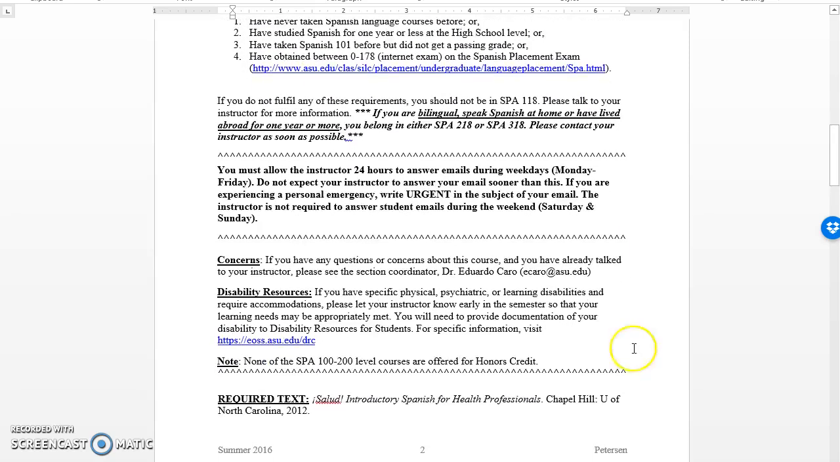Again, being an online course, a lot of our communication is going to be via the internet as well as through email. Now, you do need to allow me 24 hours to answer emails, and this is during weekdays, Monday through Friday. I am not required to answer student emails during the weekend or on holidays, although if you get an answer before 24 hours, then consider yourself lucky, and that's an exception more so than the rule. Now, if you are experiencing a personal emergency, please, in all caps, write URGENT in the subject of the email so that I know to look at that right away.